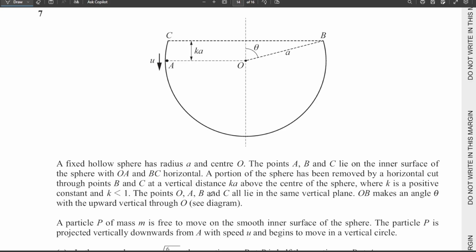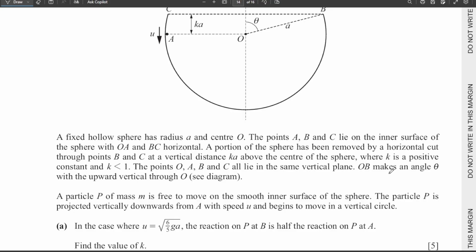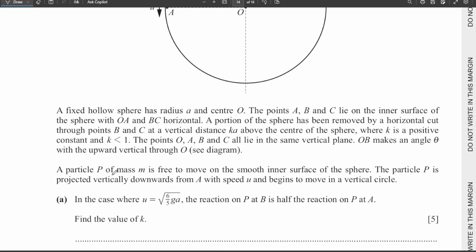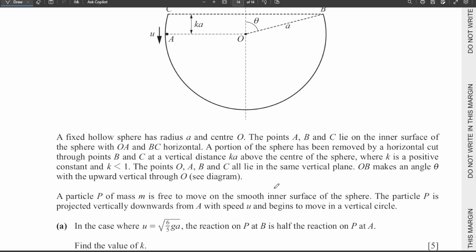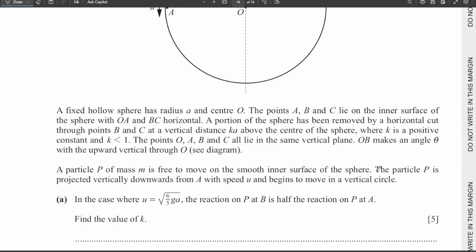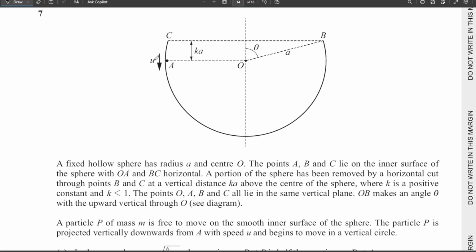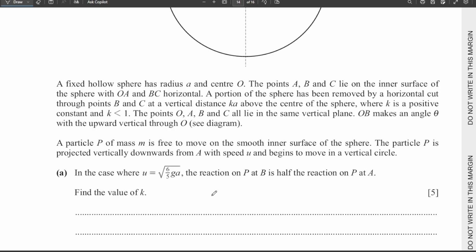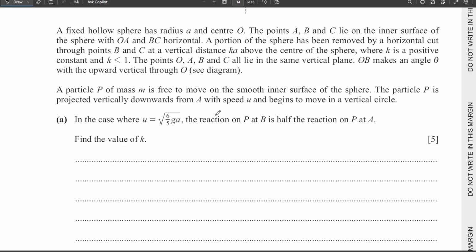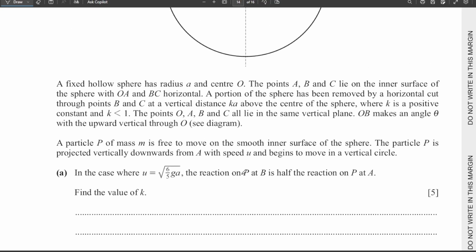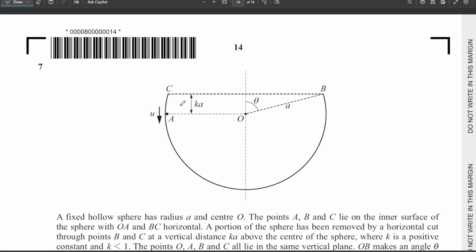Alright, so O, A, B, C lie on the same vertical plane, and OB makes an angle theta with the upward vertical through O. A particle P with a mass m is free to move on the smooth inner surface, so we ignore friction here. The particle P is projected vertically downward, so there is an initial speed. It does not start at rest. The initial speed is u, which they have given us as an expression. And the reaction on P at B is half the reaction on P at A. So we want to find the value of K, or basically the constant of the height here.